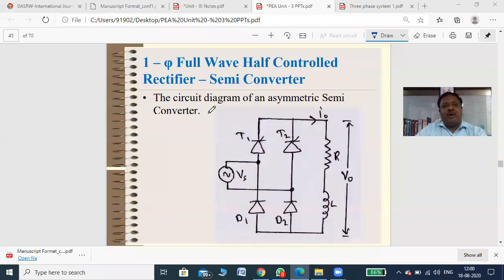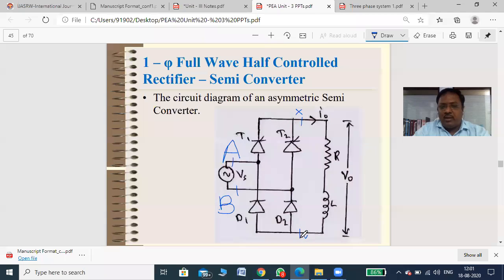If anyone is interested to explain, and if you definitely understand, then you can unmute yourself and explain how this circuit will work. I'll give the name notations A and B for your understanding, then the terminals X and Y. We'll discuss first the positive half cycle and then the negative half cycle.